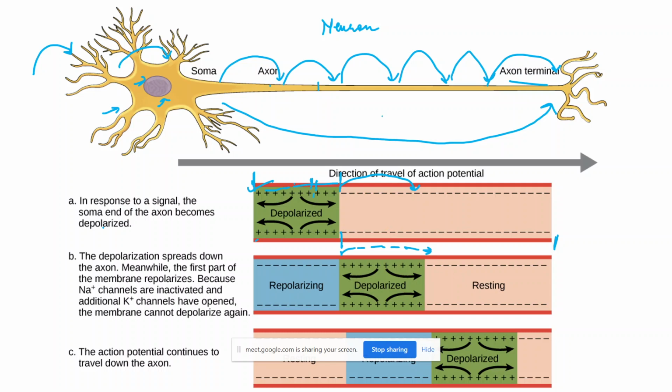So this is how, in small jumps, the action potential is going to travel, the signal is going to travel. The action potential doesn't travel from the soma directly to the axon terminal in just one jump. It travels through multiple jumps.